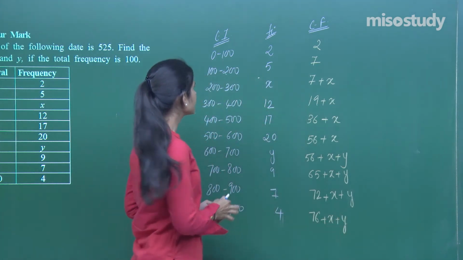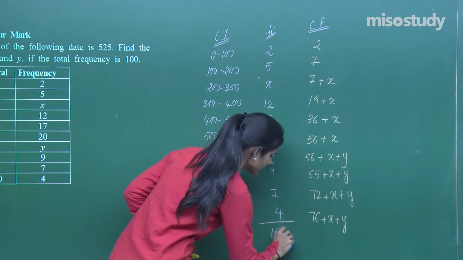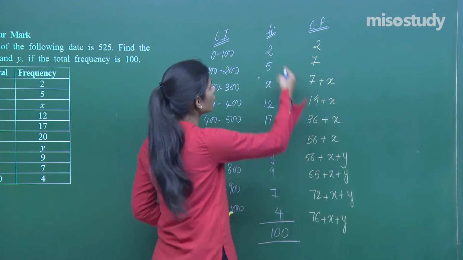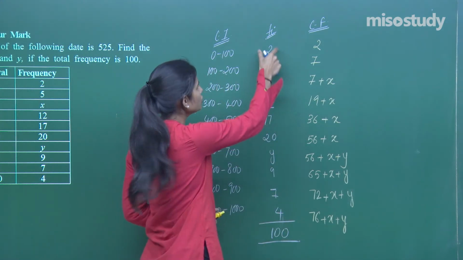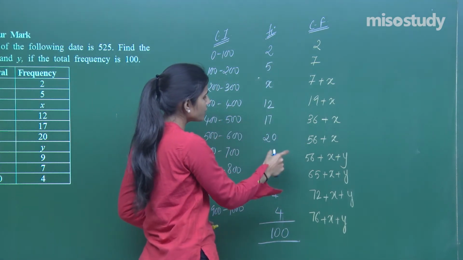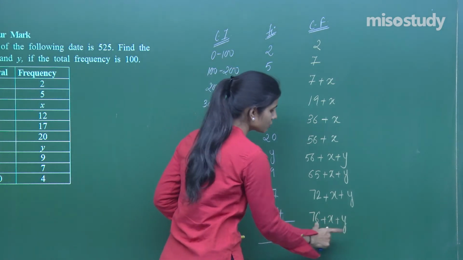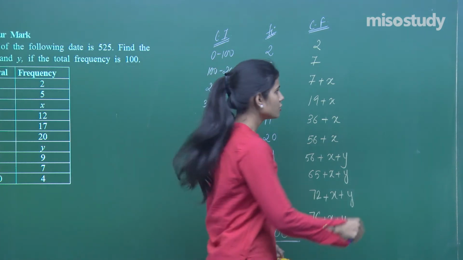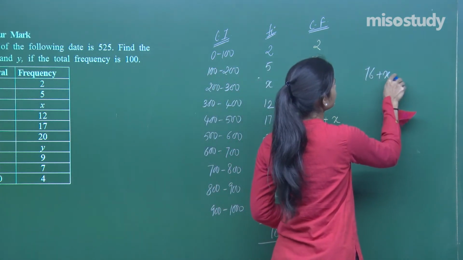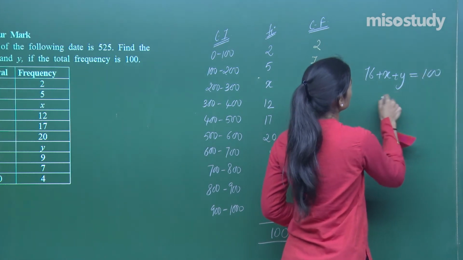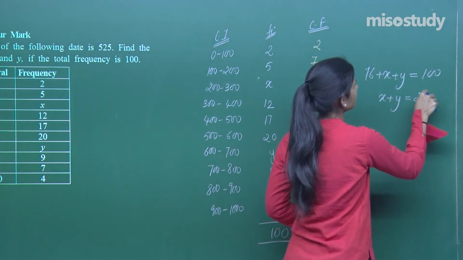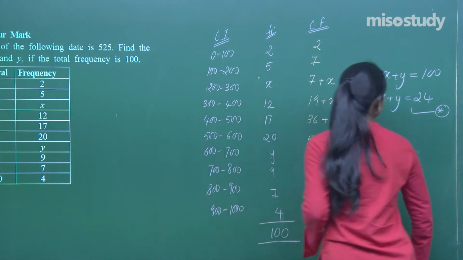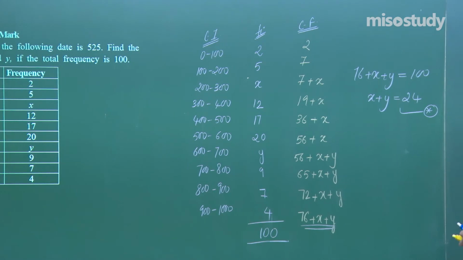You all know that if it is given to you that the sum of all frequencies is 100, then always it happens that this last value which you are obtaining is what? When you have added all the frequencies up. 2 plus 5 plus x plus 12 plus 17 plus 20 plus y plus 9 plus 7 plus 4 is what comes to be the value over here, which is 76 plus x plus y, but that is given to be 100. So, you actually have 76 plus x plus y is 100, which means x plus y is 24. Right?